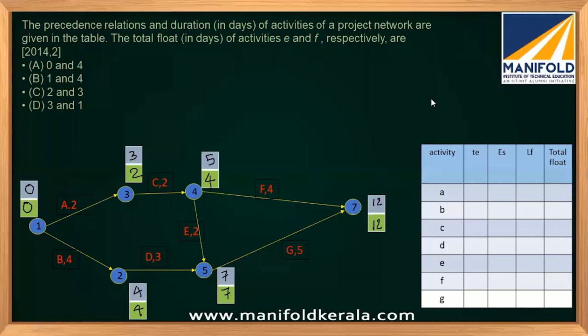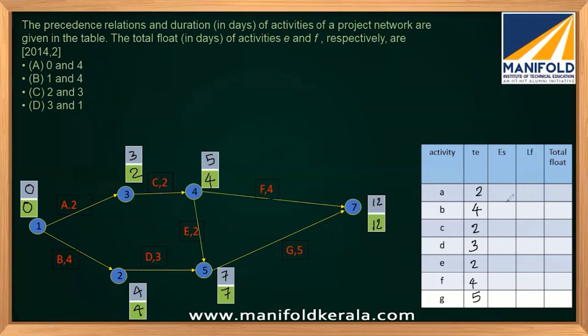Now we have the calculation box with us. Just what we need to do is complete the box. We have earliest start and finish times, so just fill the box. That will give you the total float or slack. For activity A, the duration will be 2. This is 4. This is 2. This is 3. 3, 2, 4, 5. This is already given.